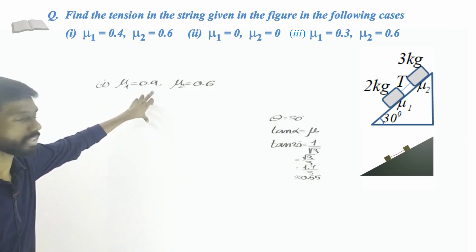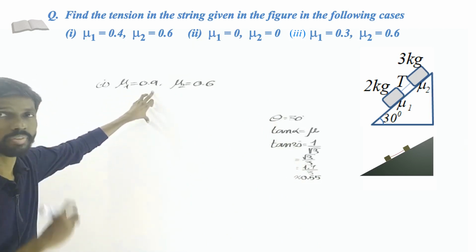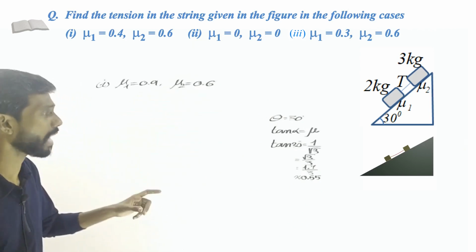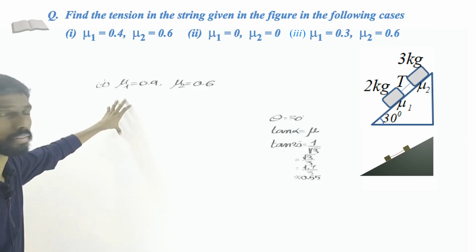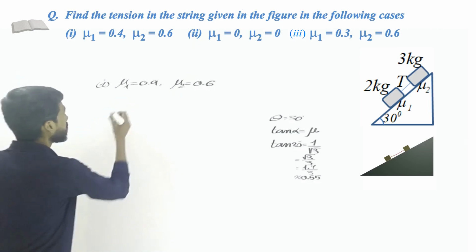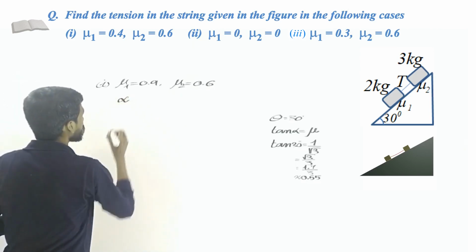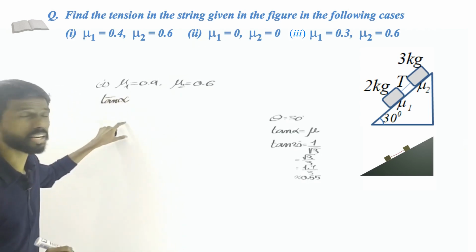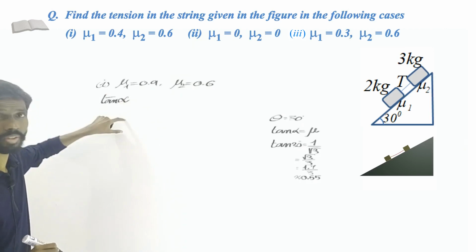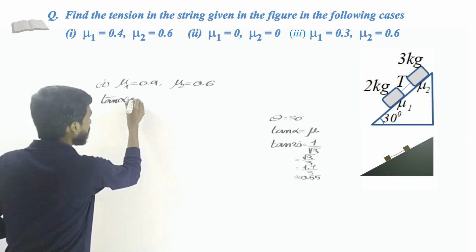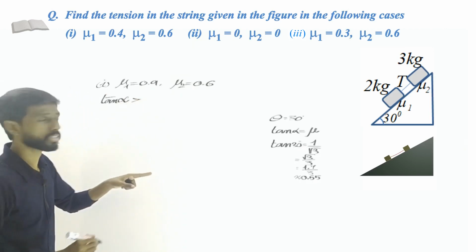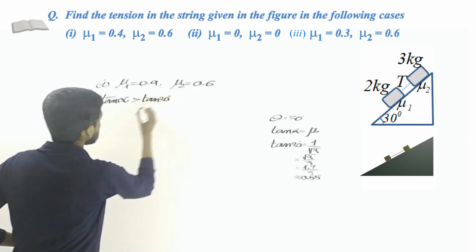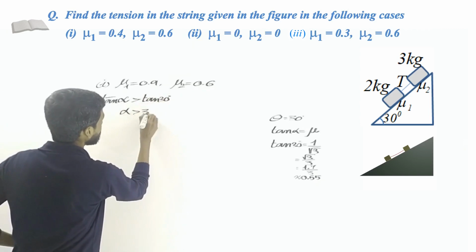Now let us check whether mu1 is greater than or less than this. 0.9 is obviously greater than 0.55, and 0.6 is also greater than 0.55. That means in the first case, tan alpha, that is mu1, is greater than the given tan 30. That means alpha is greater than 30 degrees.